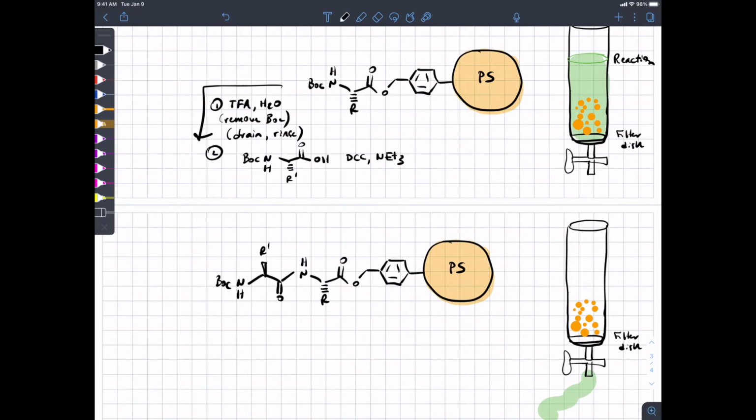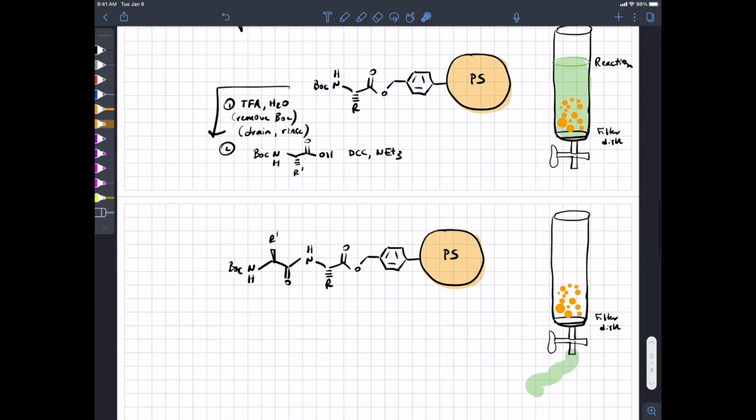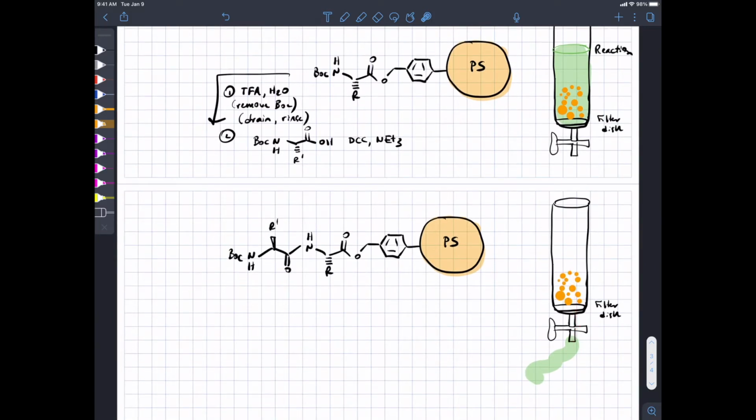Okay, and again, this process involves just mixing the reagents together in this reaction vessel, stirring, and then when the reaction is done, draining off the reaction mixture and rinsing the resin. And the fact that it's so easy to purify the remaining reaction mixture away from the peptide and the resin means that we can make reaction 2, the coupling reaction, way more efficient.